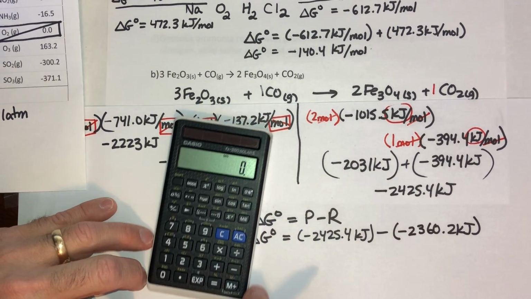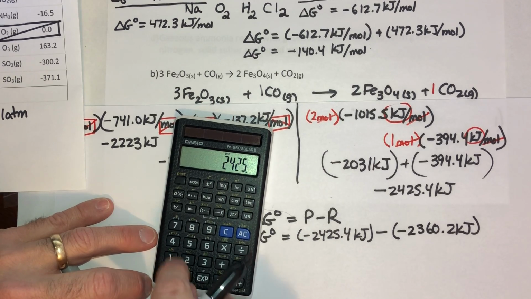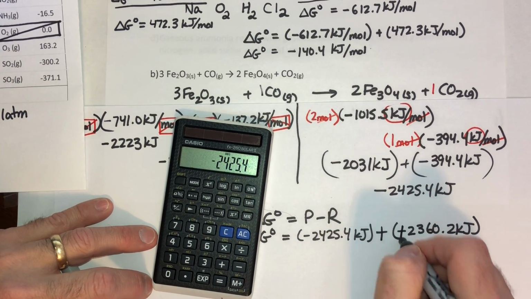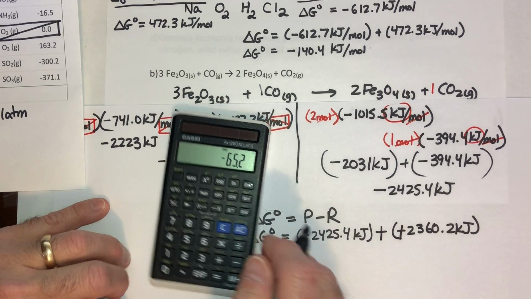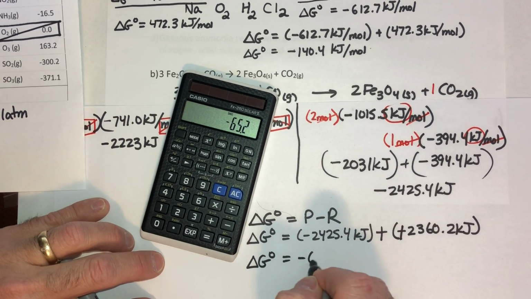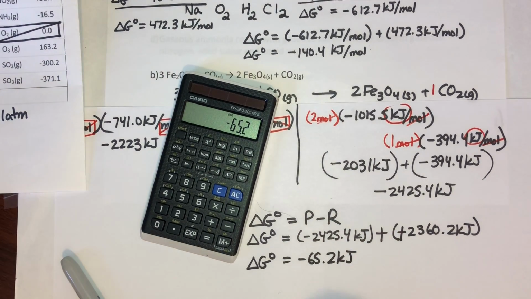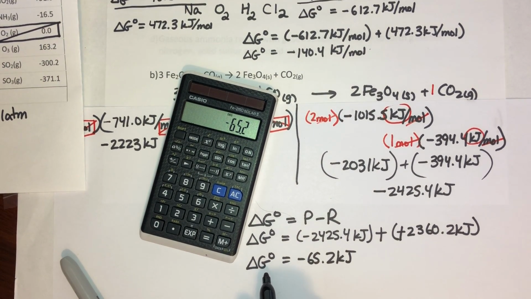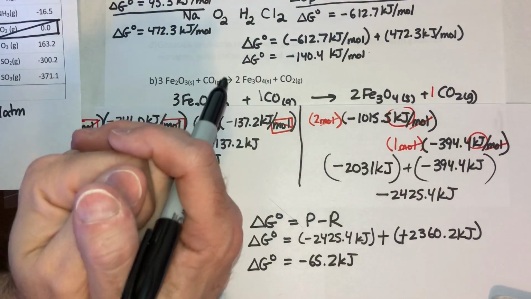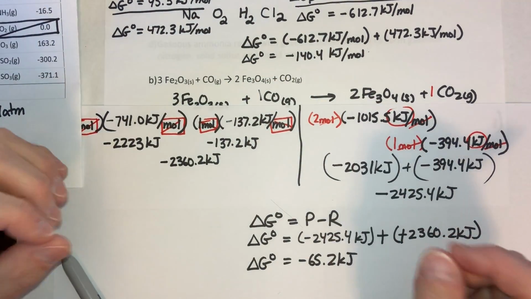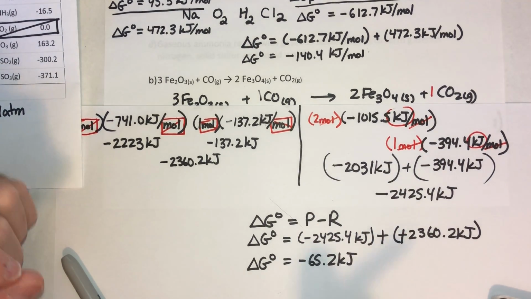And again, if we haul out our trusty calculator, 2,425.4 negative, minus a minus becomes plus 2,360.2, gives me a final delta G value of minus 65.2 kilojoules. Now you'll notice that I dropped the F because it's no longer a formation, but I did keep the degree sign because this is still happening at 25 degrees Celsius and 1 atmosphere of pressure. This is the change in the Gibbs free energy for the original equation. If you took these two reactants, put them together, and made these two products, and you measured the change in the Gibbs free energy, this would be what you'd get.